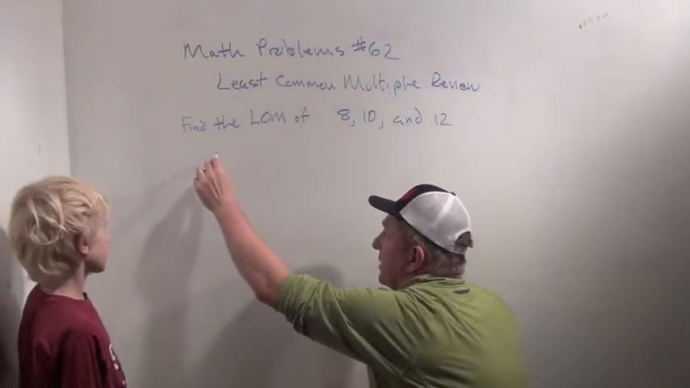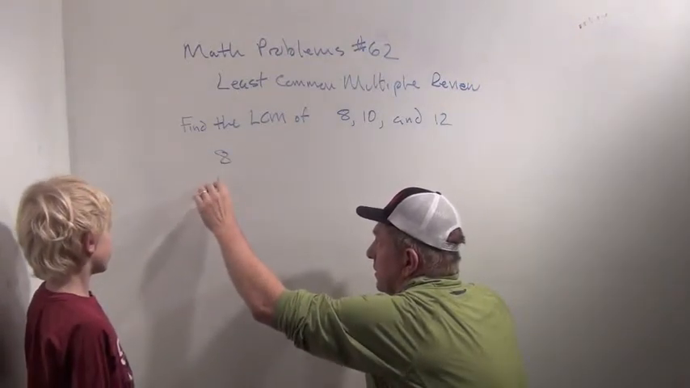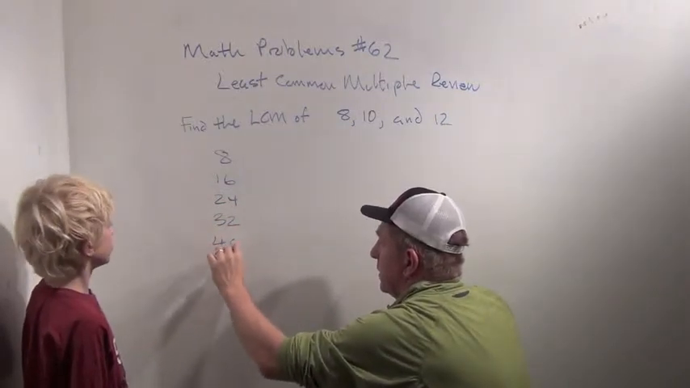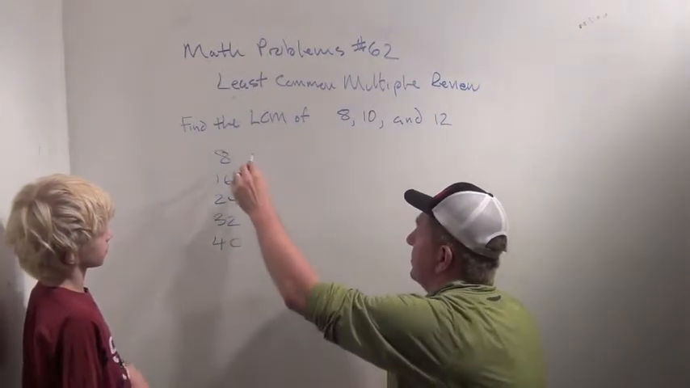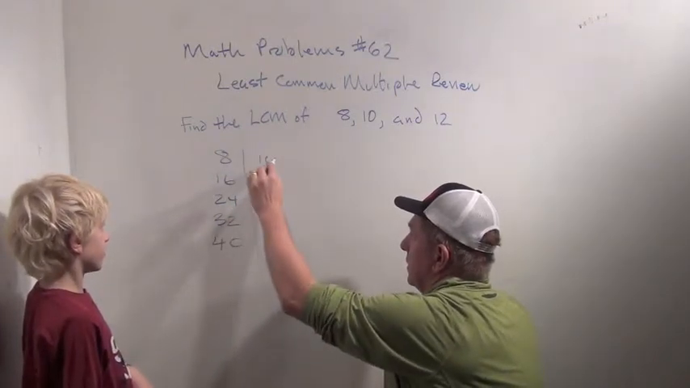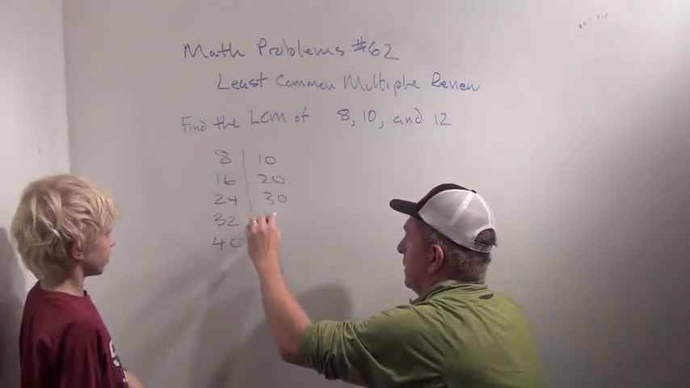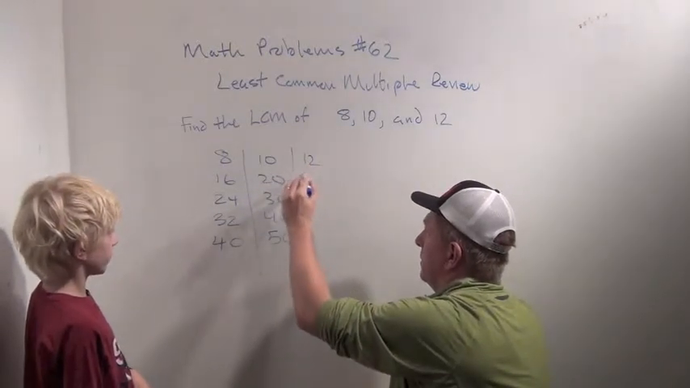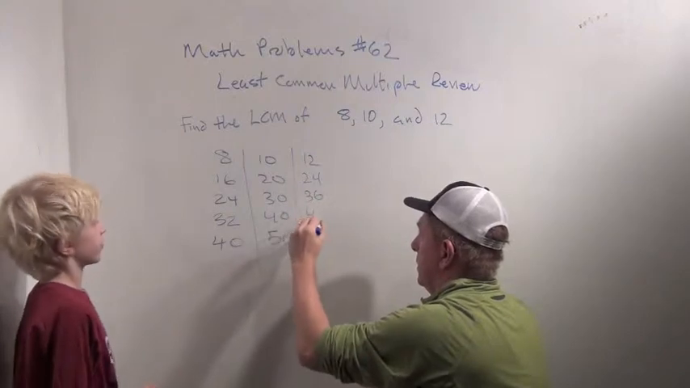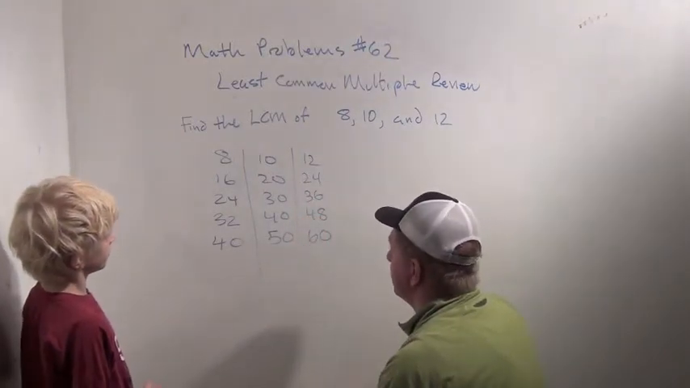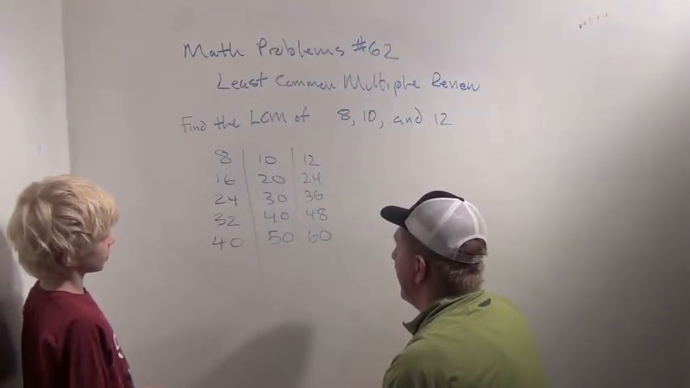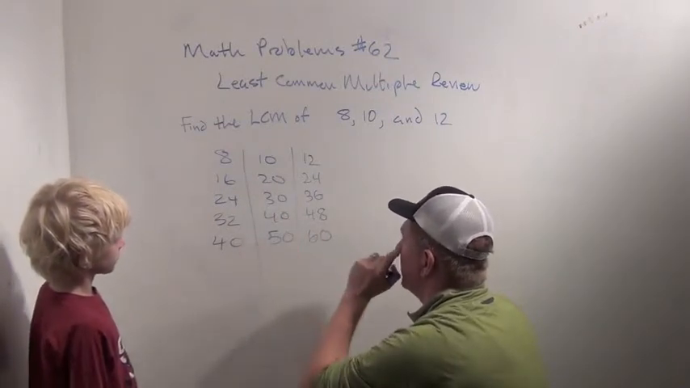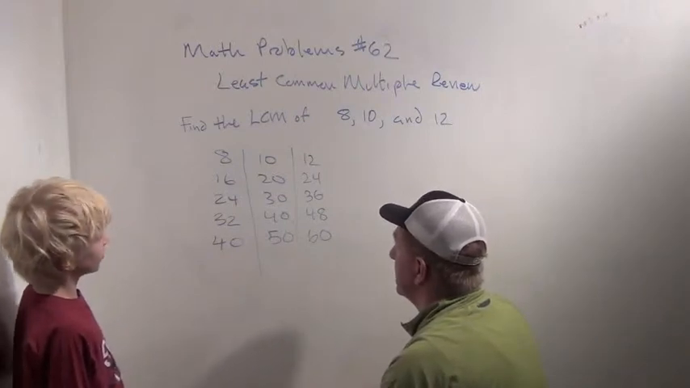What are some multiples of 8? 8, 16, 24, 32, 40. Okay, let's stop there for a second. Let's do some multiples of 10. 10, 20, 30, 40, 50. Okay, and some multiples of 12. 12, 24, 36, 48, 60. Do you have any in common? Nothing in all three columns yet. I guess we have to write some more.